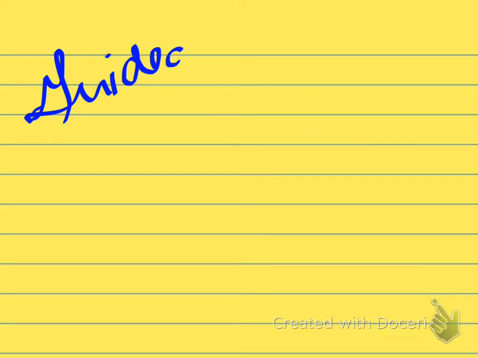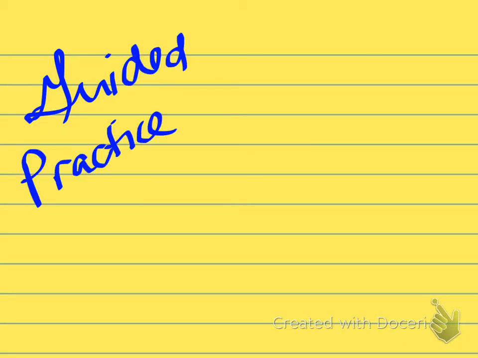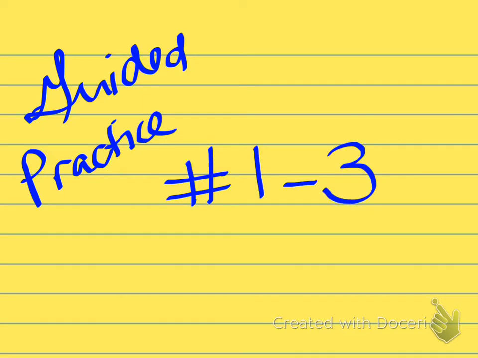All right, so what you're going to do now is you're going to do the guided practice. I would like for you guys to use a new sheet of paper for the guided practice, so go to your next available page. You are going to be doing questions numbers 1 through 3. So be sure to title your paper 1.1 guided practice, page 12, because I'm going to be looking for that.